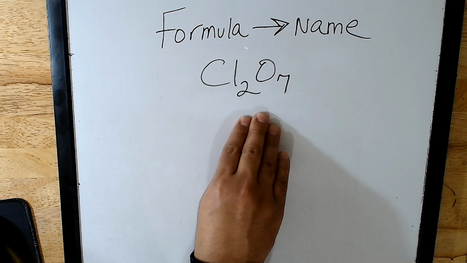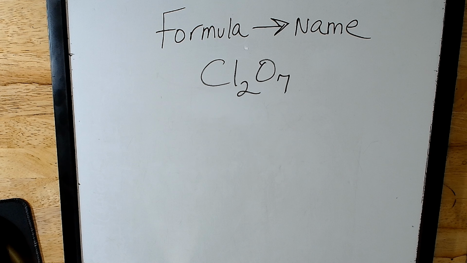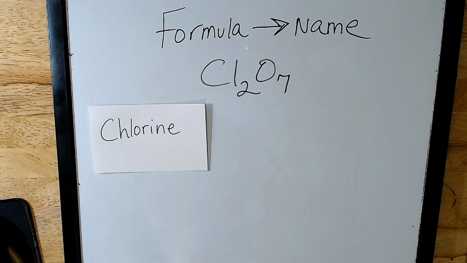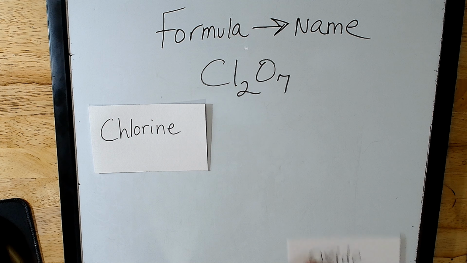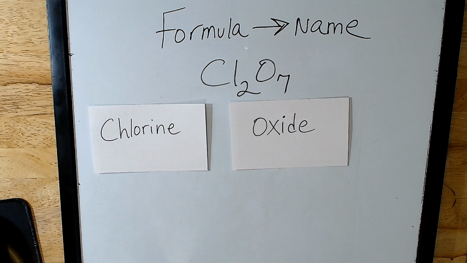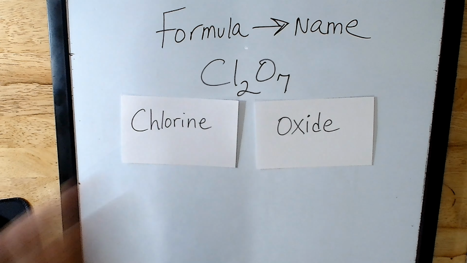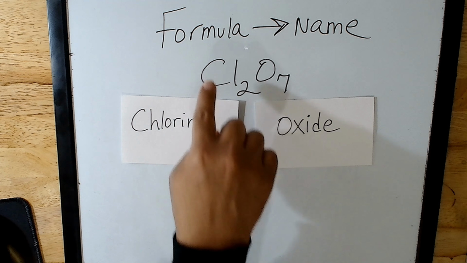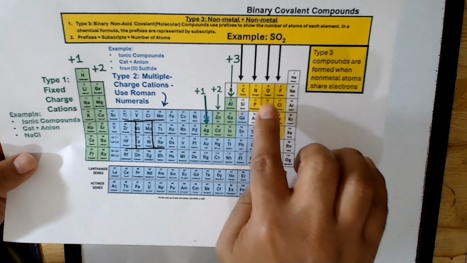All right, we now have this chemical formula. We need to find its chemical name. The first step is to name the first element, and I see chlorine. The second step is to name the second element and change its ending into IDE. So that would be oxide. Now we need to determine whether the compound is a type 1, a type 2, or a type 3. And that is definitely a type 3 because I see two nonmetals, and I can confirm it here. I have chlorine and I have oxygen.